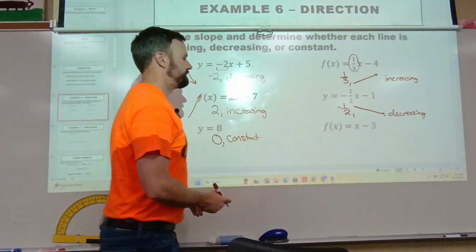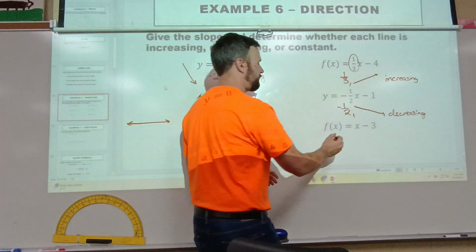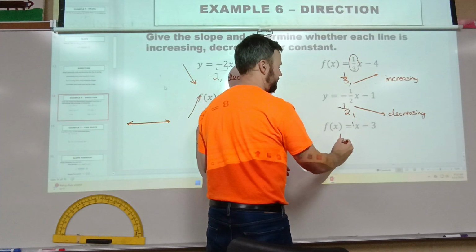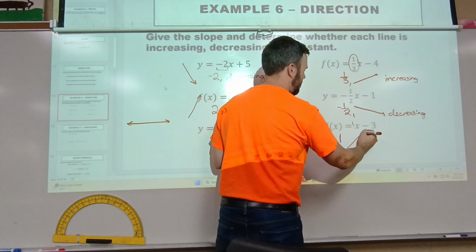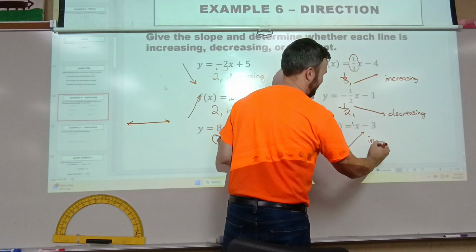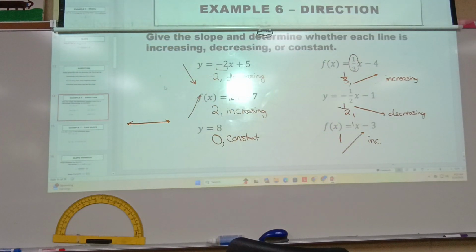Right. This is another one that throws people off. If they just see x, a common answer when I'm teaching algebra is that it's constant because you don't see a number in front. But we know there's a number in front. It's 1. And that's positive. Are you sure? Positive. Yes. That's increasing. So this will get you through over 25% of the homework in 4.1.